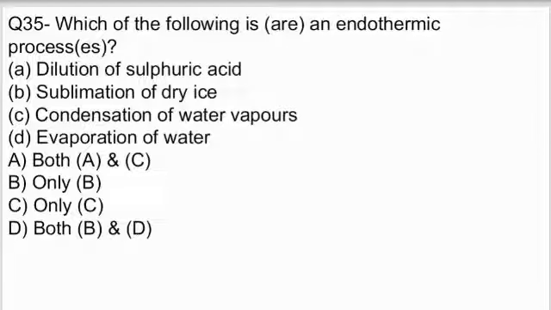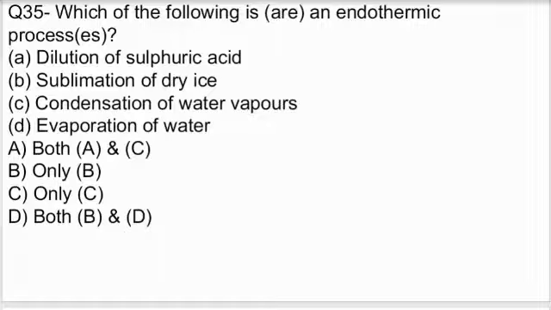Which of the following is or are endothermic processes? The statements are dilution of sulphuric acid, sublimation of dry ice, condensation of water vapor, evaporation of water. The options are both A and C, only B, only C, both A, B and D. The correct option is both B and D.